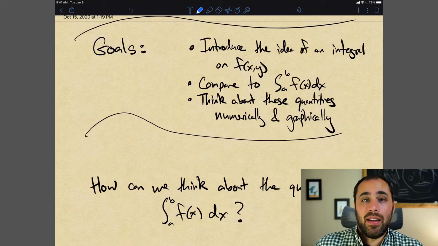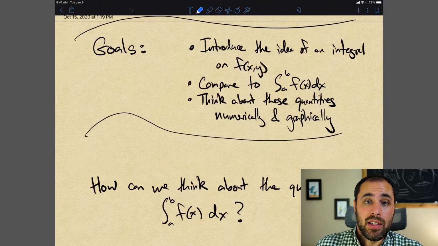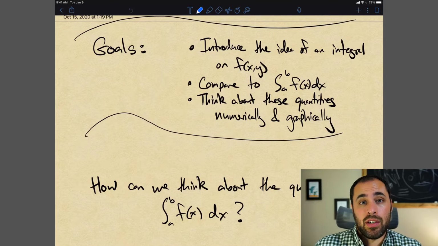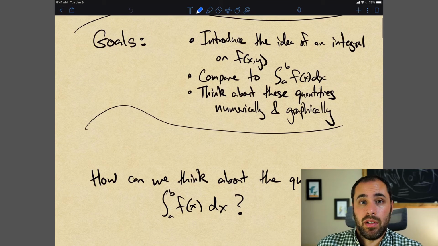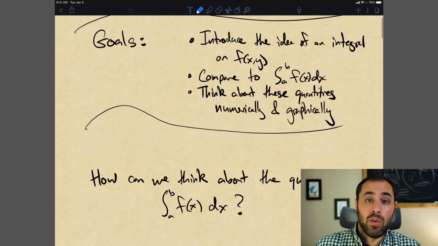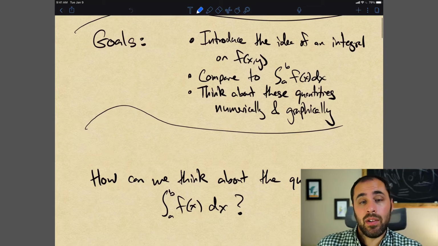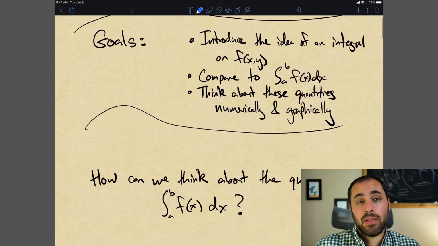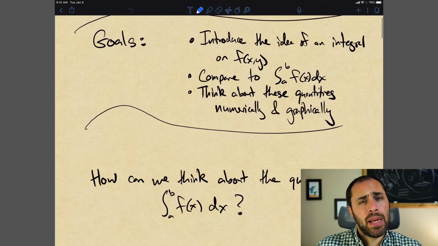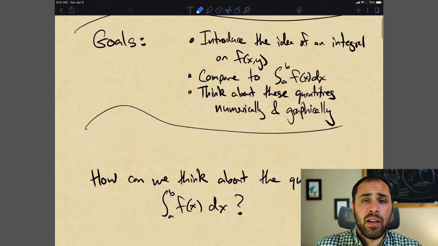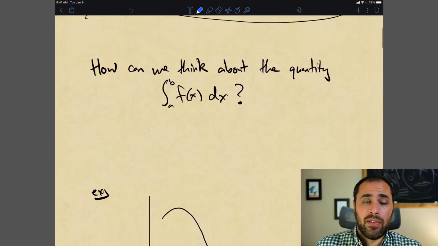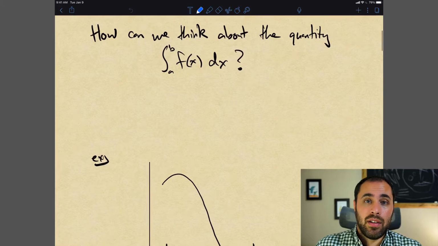Hello. In this video, I'll introduce to you the ideas of integration of a function of two variables. So here are some of the goals I've set for you for after you watch this video and read the corresponding section in the textbook. But I'd like to start by considering how we think about definite integrals in a single variable case, so in your Calc 2 class.